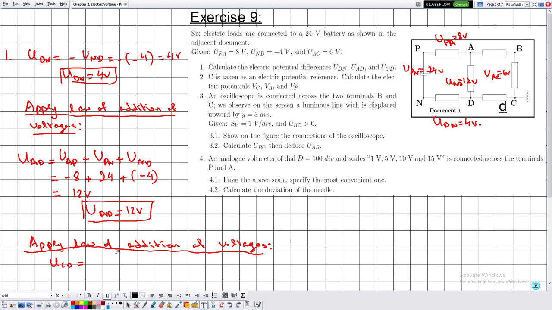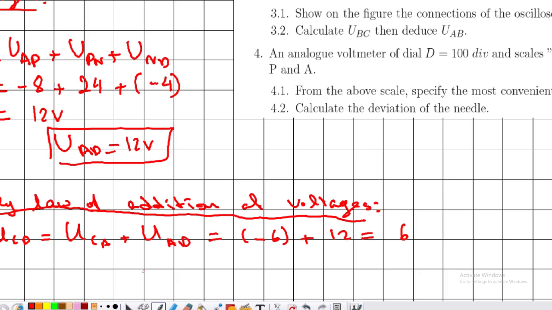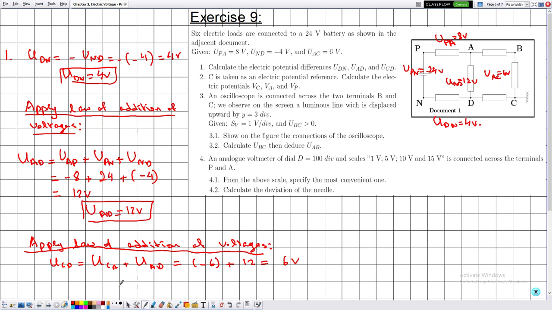So from C to A, and A back to D. Now, UAC is equal to 6, then UCA is given by minus 6. And UAD is given by 12, so this is given by 6. Since both of these are expressed in volts, the value of UCD will be in volts. So UCD is equal to 6 volts. Okay. So this is it for part 1.